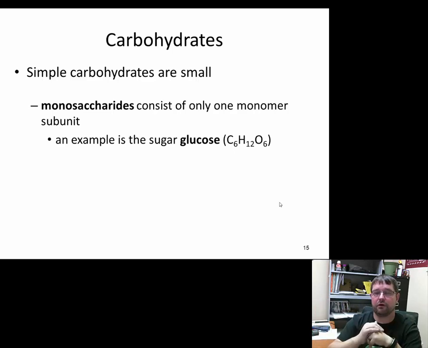One of the simplest carbohydrates, and one that we often talk about, is glucose, C6H12O6. It's a monosaccharide, and it is very useful from an energy perspective, because the nice thing about carbohydrates is you have this carbon backbone.